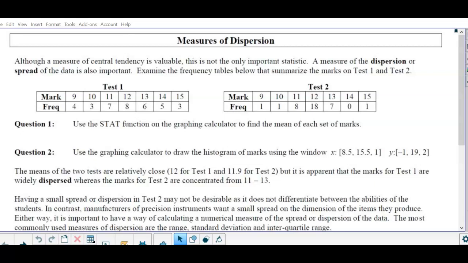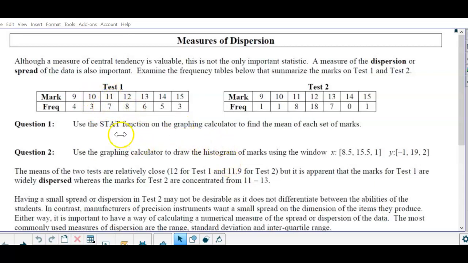Okay, so let's take a look at the first part. It says, although a measure of central tendency is valuable, this is not the only important statistic. A measure of the dispersion or spread of the data is also important. Examine the frequency tables below that summarize the marks on test 1 and test 2. So take a look at them. Remember, these are frequencies. So this means 9 people got a mark of 9. Maybe it was out of 15, 9 out of 15. 3 people got a mark of 10. 7 people got a mark of 11, and so on.